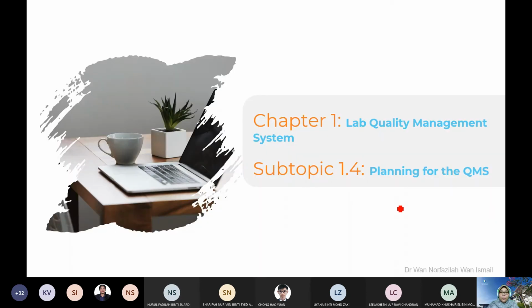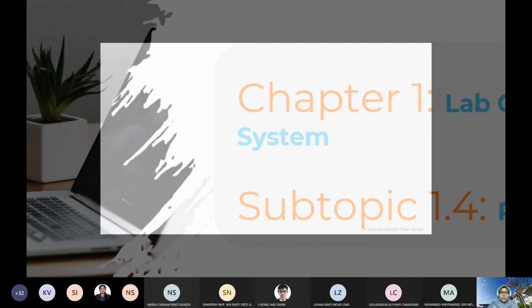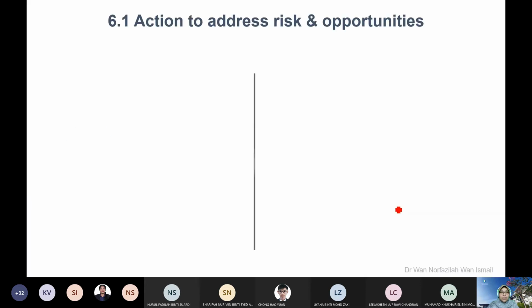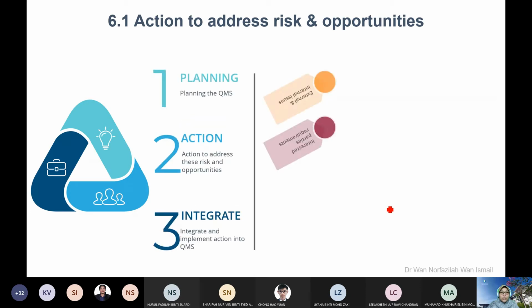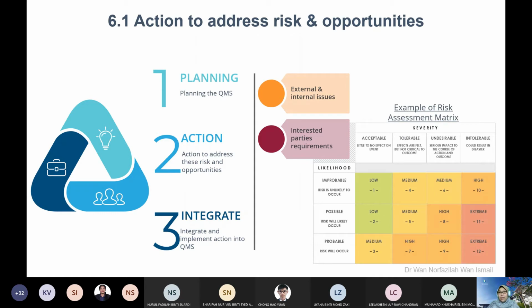Okay, subtopic 1.4, planning for the quality management system. In clause 6, we are going to look at it one by one, 6.1, which is action to address risks and opportunities. Remember, previously I said we are talking about risk-based thinking, right? It is not only identifying the risk and taking action to prevent the risk. The detail of risk-based thinking will be covered in this clause 6.